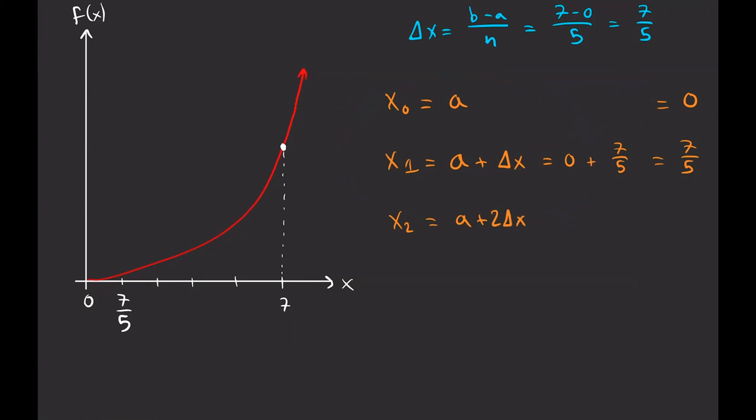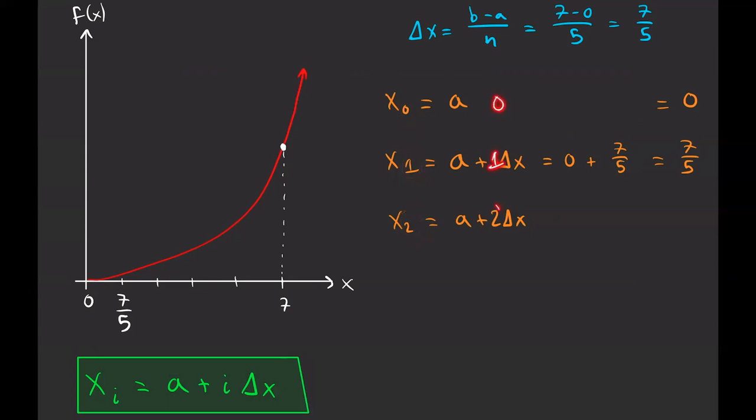Now that I have this written a couple of times, let me be clear. We're using this formula here. We're using x sub i is equal to a plus i delta x, and we're just changing i. You notice that there's a 0, a 1, and a 2 right there. And so I'm just changing i each time to give me my new value. 0 plus 2 times 7/5 gives me 14/5.